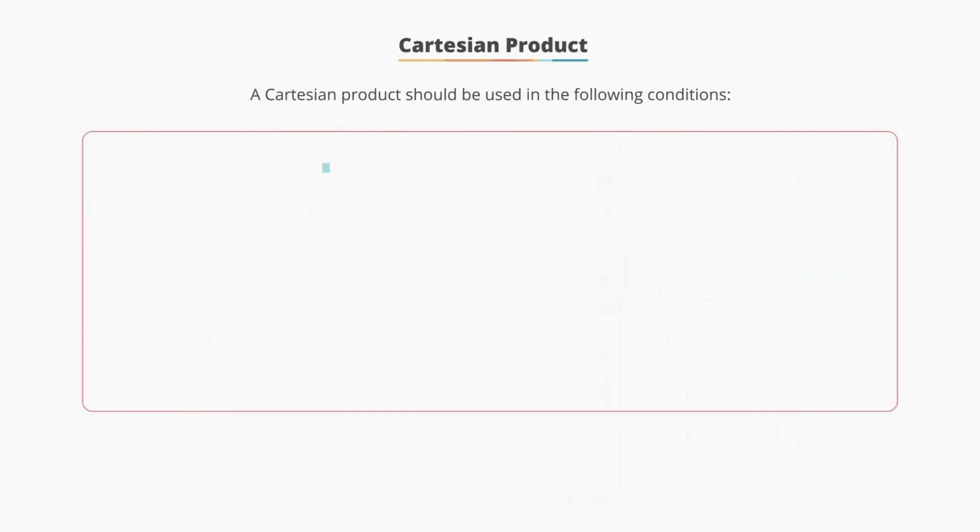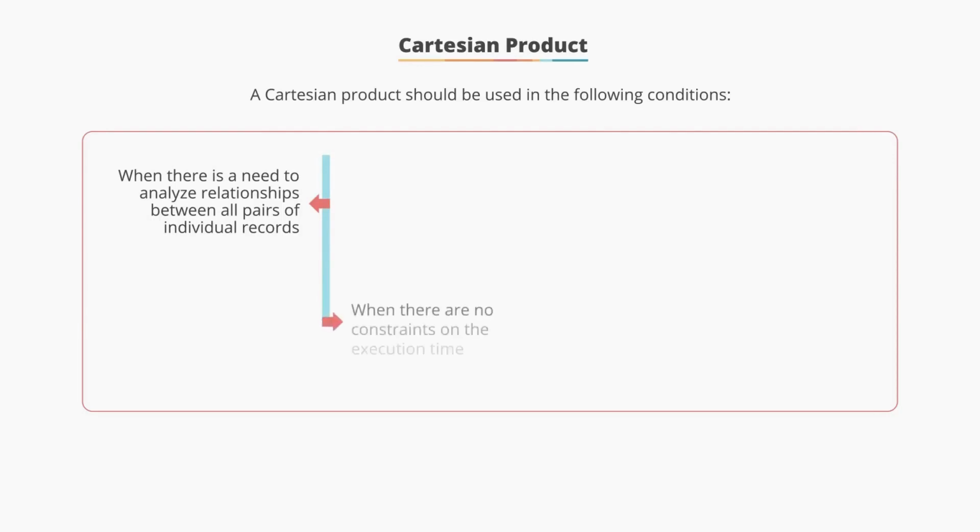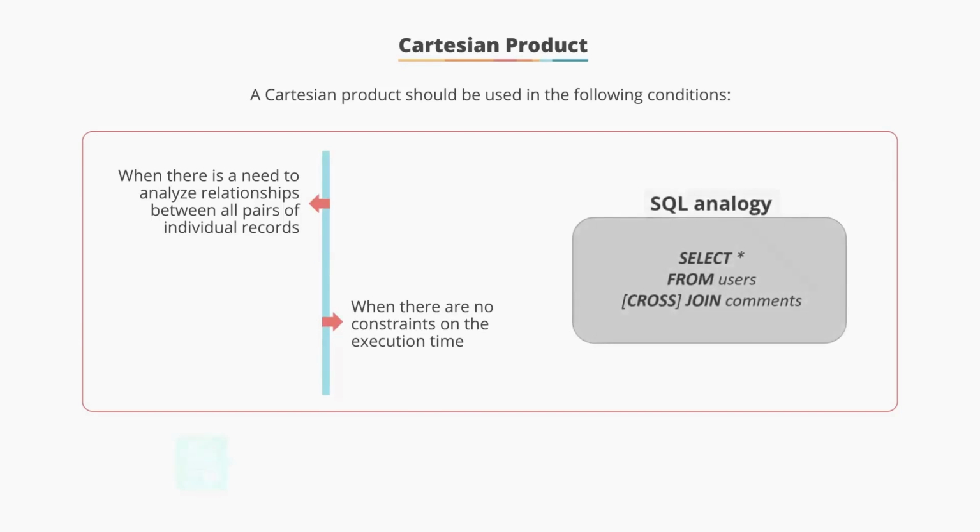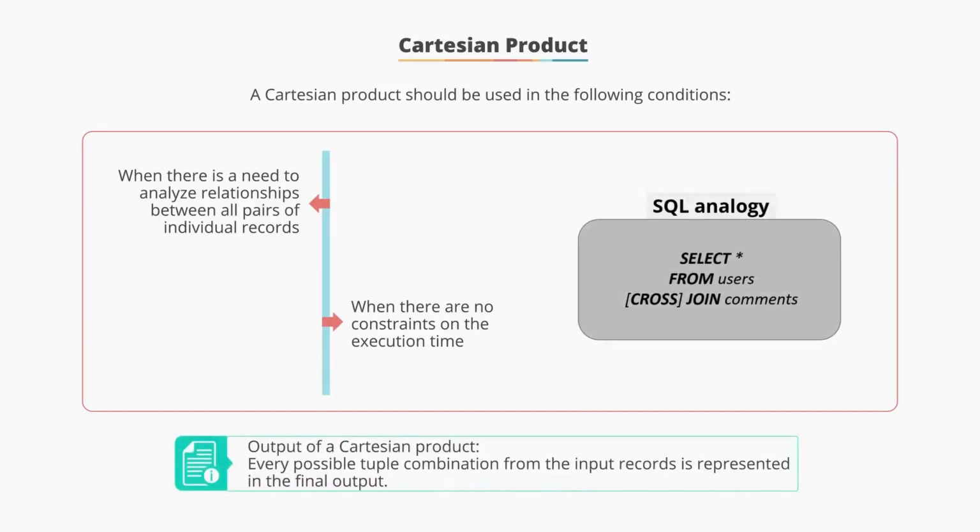The Cartesian product should be used when there is a need to analyze relationships between all pairs of individual records, and when there are no constraints on the execution time, as these can take a long time. In the output of a Cartesian product, every possible tuple combination from the input records is represented.